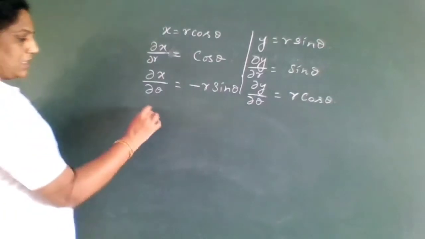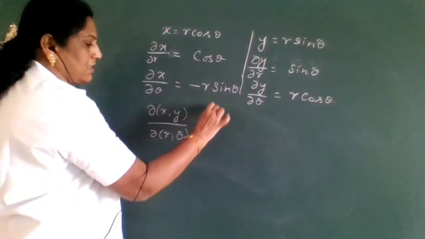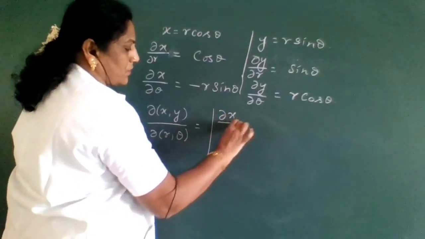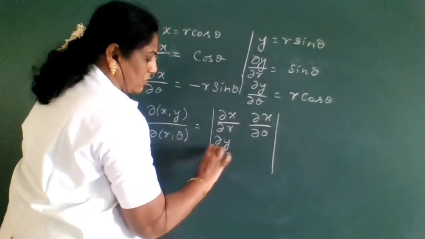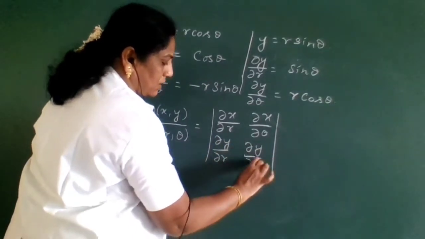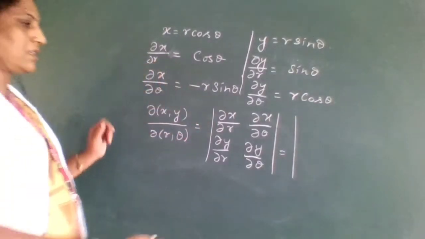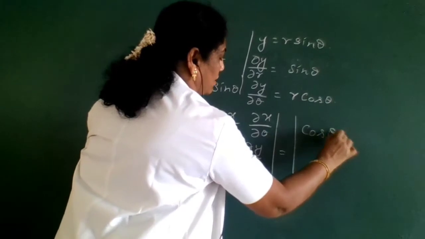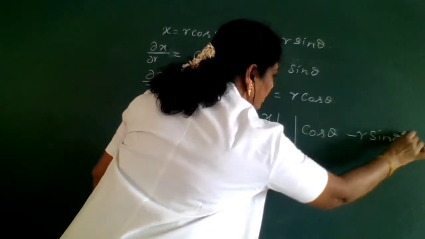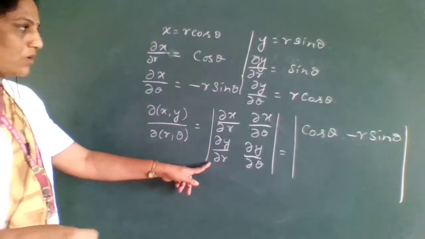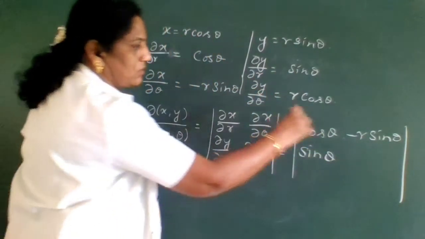So we substitute in the Jacobian determinant ∂(x,y)/∂(r,θ), that is ∂x/∂r and ∂x/∂θ, ∂y/∂r, ∂y/∂θ. What is ∂x/∂r here? Cos theta. And ∂x/∂θ equals minus r sin theta. Next, ∂y/∂r is sin theta, and ∂y/∂θ equals r cos theta.